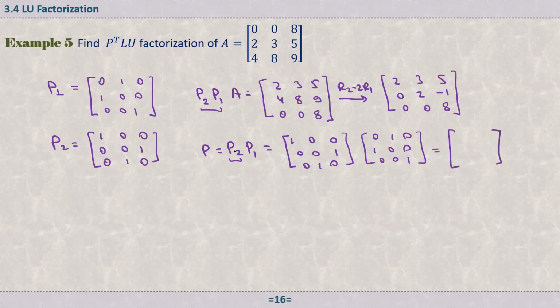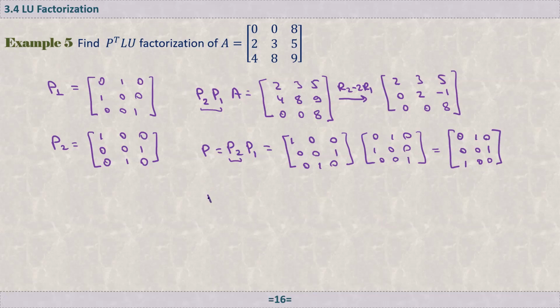Okay, so this P2 is effect on P1. It's just we need to interchange the second row with the third row. So that's the second row and the first row and third row. So here we will have 0, 1, 0, and this will be 0, 0, 1, and this will be 1, 0, 0. If you multiply, you get the same thing, right?